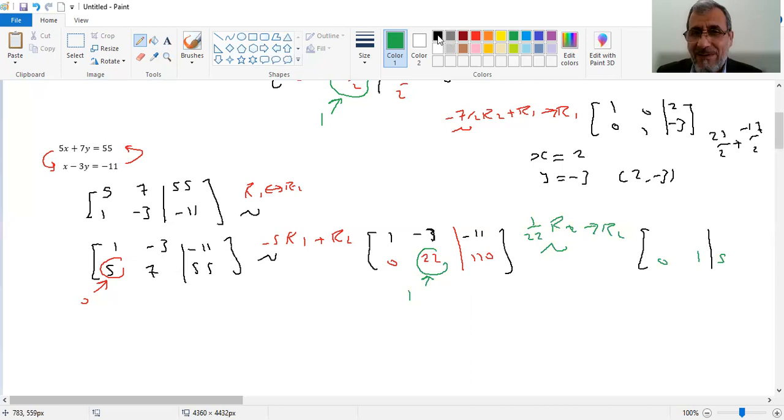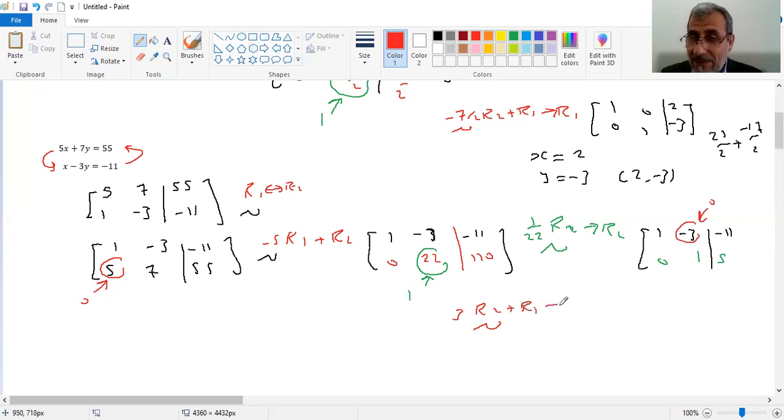Okay, rewrite the first row: 1, negative 3, negative 11. Now we have 1, 0 in the first column, and above the 1 we need 0. To get 0, we add 3 times R2 to R1. That is, R1 becomes R1 plus 3 times R2.